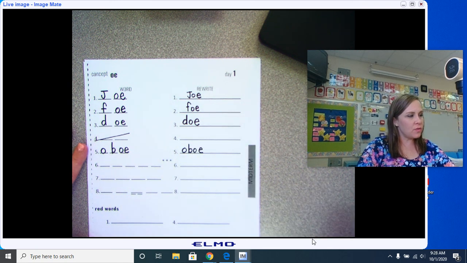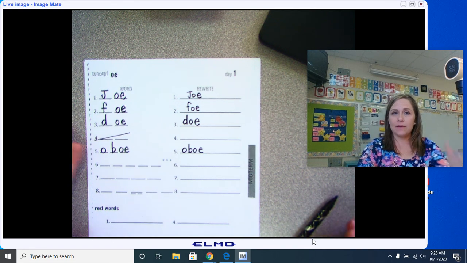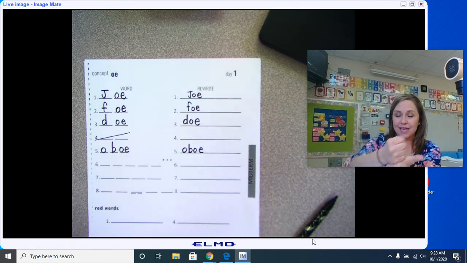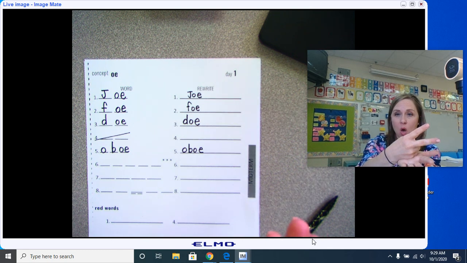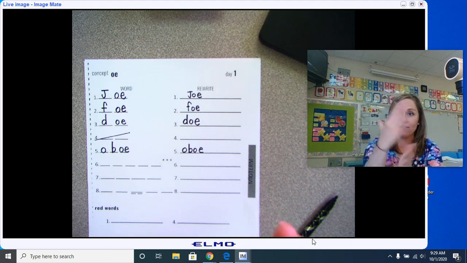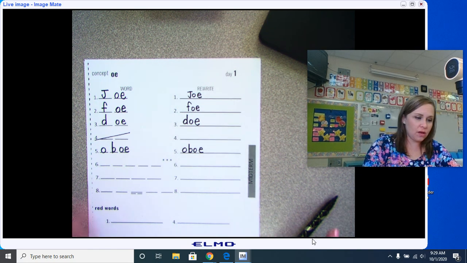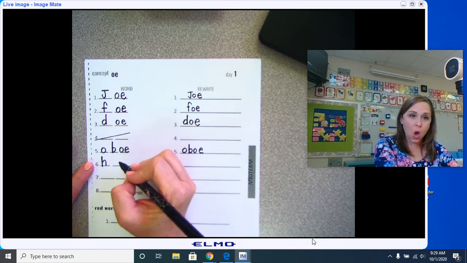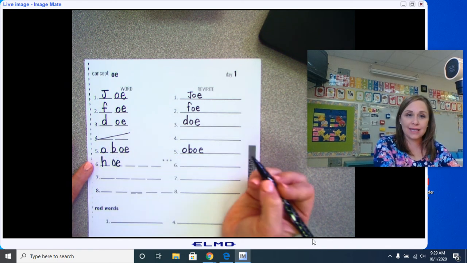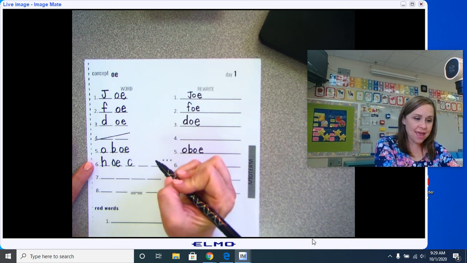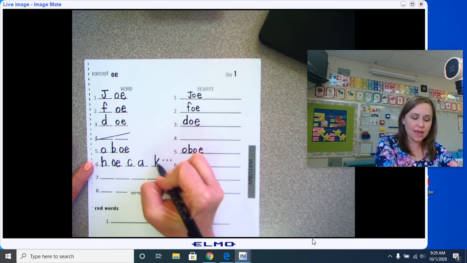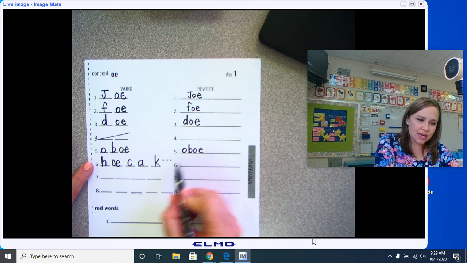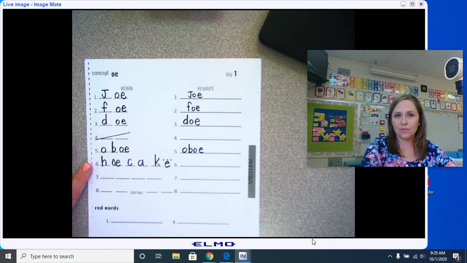And then the last one that we are going to do is hoe cake. All right. Hoe cake. H, O, k, a, k. Wow. 5 sounds. All right, let's see if we can do it. H, O, k, a, k. Now, this means there's a magic E that we put there.